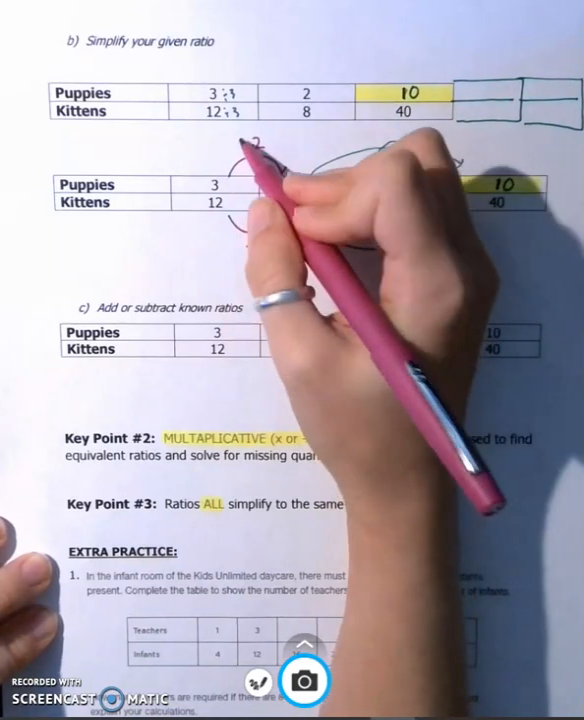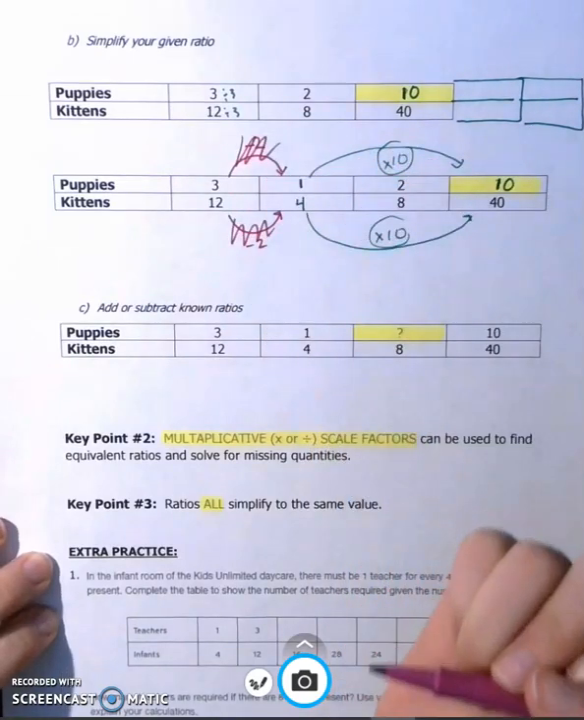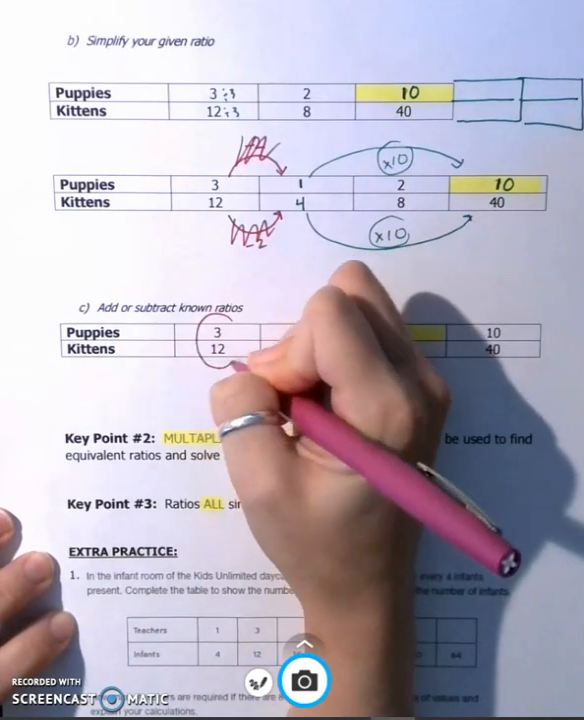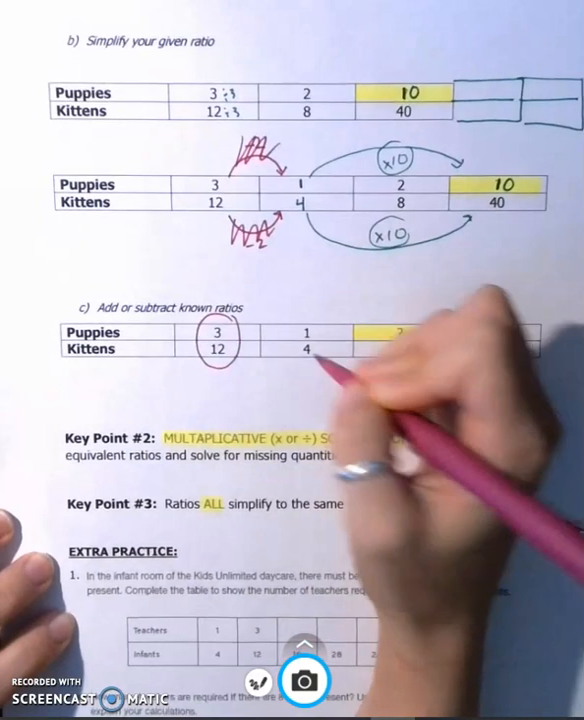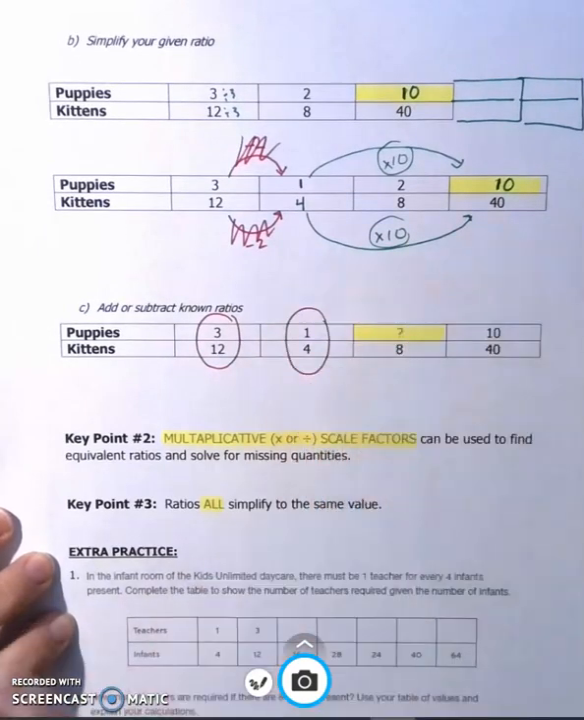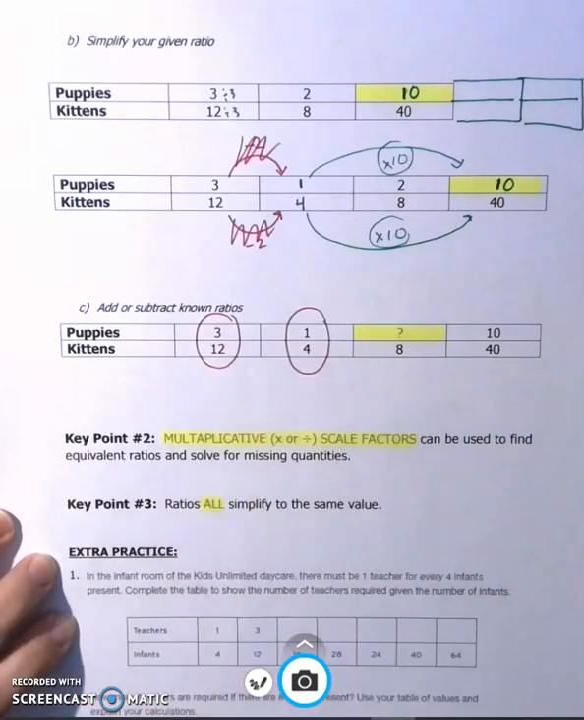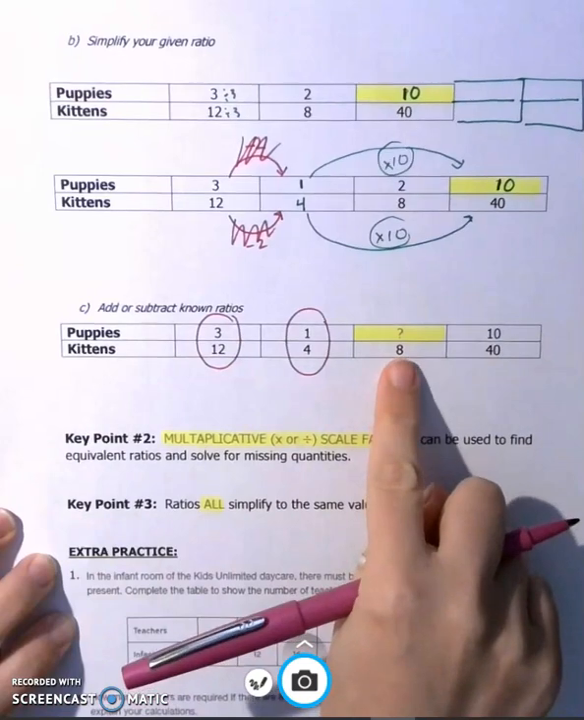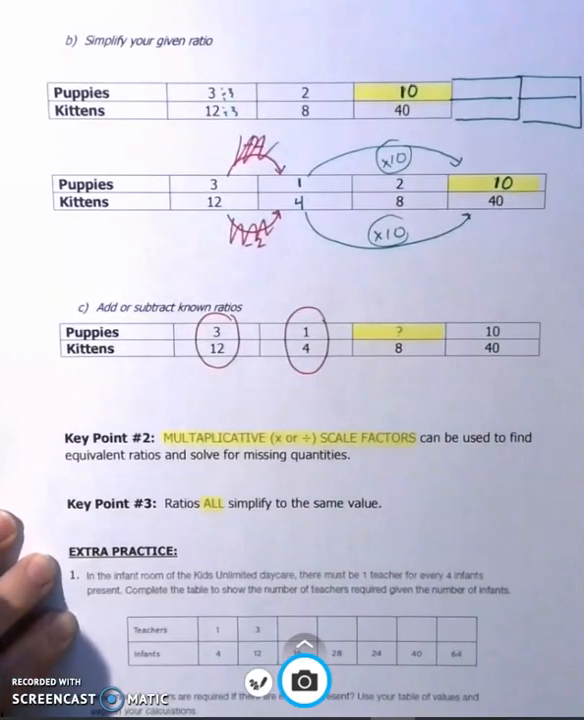However, we can add or subtract two fully formed ratios. Here I have 3 puppies for every 12 kittens. I have all the information in that one. I have 1 puppy for every 4 kittens. I have all the information in that ratio too. I can use these two fully formed ratios to help me solve for a third ratio that's missing some information. And I can use adding and subtracting there.